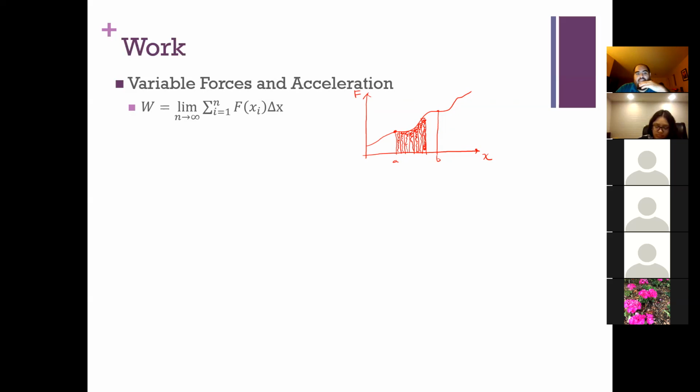So if I'm finding the work of some variable force, then really what I'm doing is I'm taking that variable force, chopping that function up into really small intervals so I can treat them all as a constant force and find the work that way. Then when I add those all up, I'll have my total value for work. So this is the integral we're talking about.